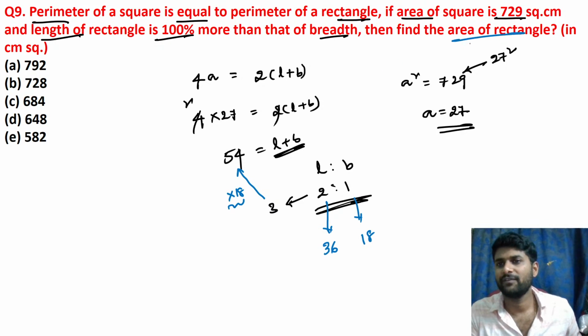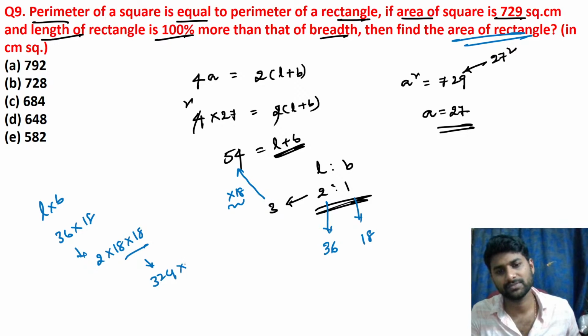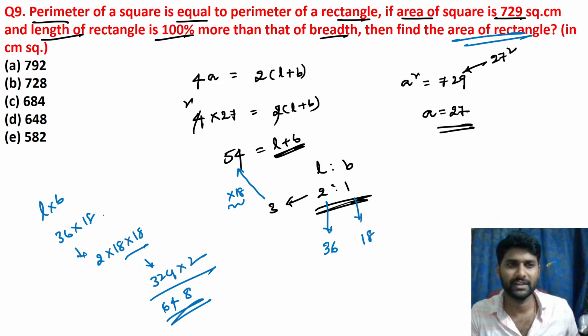Finally the question: find the area of rectangle. So area of rectangle is L into B. So 36 into 18. Now we'll do one thing: 2 into 18 into 18. 18 square, you already know, is 324, which is multiplied by 2 times. Here the answer is 648.